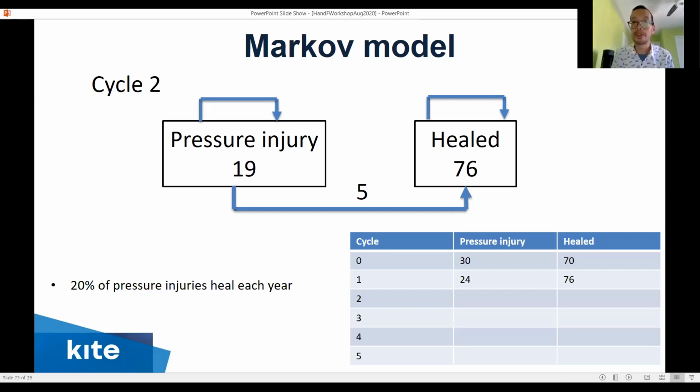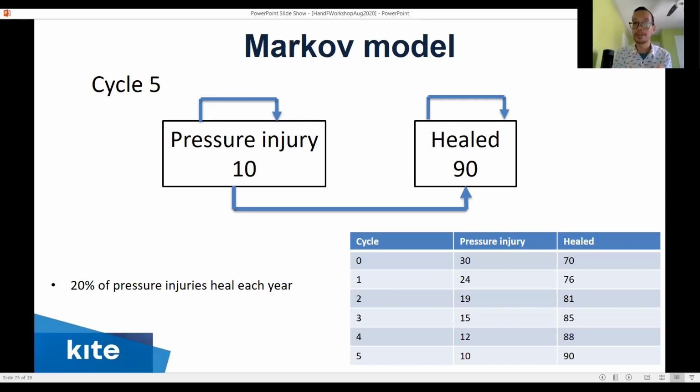We do that again for the following year. So 20% of the remaining 24 people, that is equal to approximately 5, we're rounding here, are going to be healed. So they move from the pressure injury to the healed state after the second year. So when we do the math again, that reduces the number of people in the pressure injury arm to 19, and increases the number of people who are healed to 81. And then if we keep doing that all the way down to the 5th year, all that remains in the pressure injury health state is 10, and 90 people will be in the healed state.